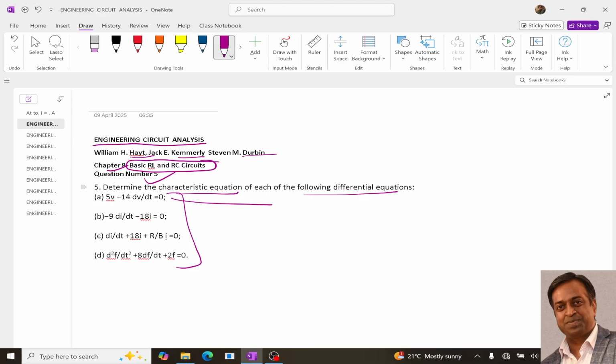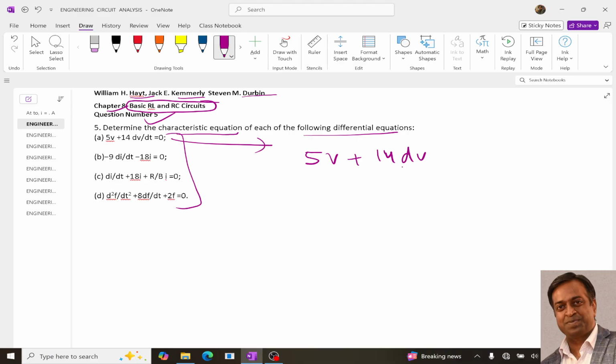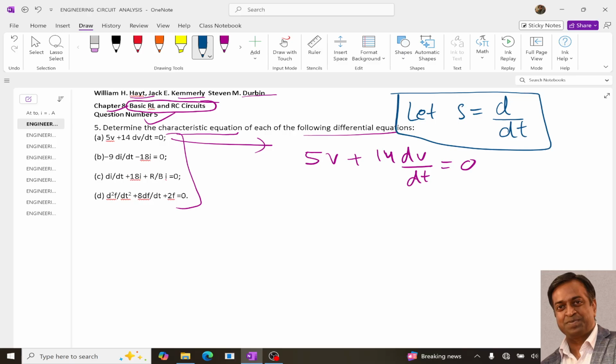So the first part, part A, we can simply write as 5v plus 14 dv by dt is equal to 0. Now to convert the differential equation into the characteristic equation, we simply need to represent this d by dt with, say, s. Over here s is just a variable. It may be s or it may be something else. Usually we take it as s, right?